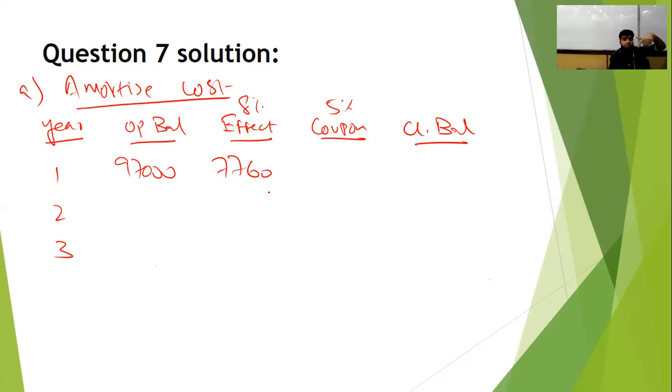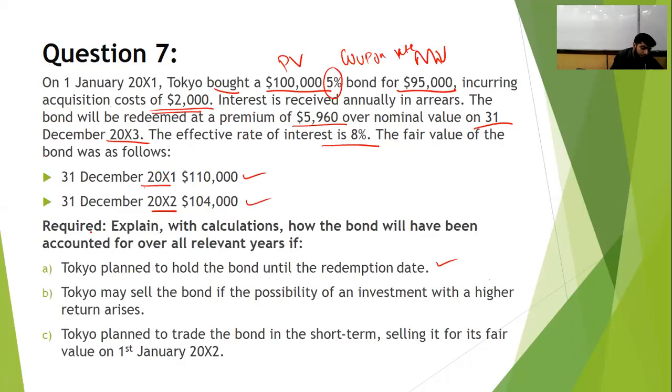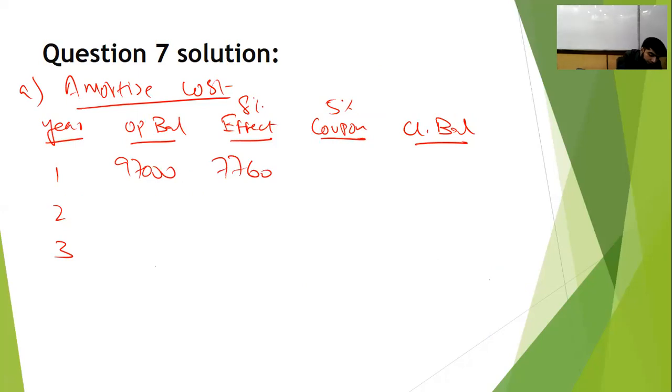And remember the rules. The coupon rate is applied on the par value. And what is the par value? The par value is $100,000. Par value is $100,000, and 1 lakh multiplied by 5% will make 5,000. Is it clear to everyone? So the formula is opening balance plus effective rate minus coupon rate is equal to the closing balance. Is it clear to everyone?